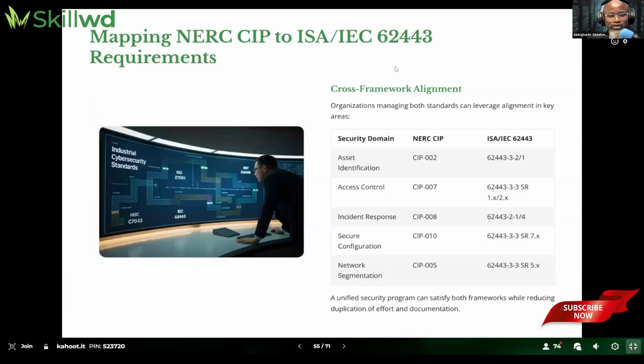This is mapping your NEXT SIP to ISA 62443. You can see here, we just did a simple mapping. Asset identification, SIP 002 maps to 62443-3-2-1. So NEXT SIP still maps to ISA 62443. Remember, NEXT SIP is unique to utility. 62443 is more global. So really, I can make a case that you can spin off NEXT SIP from 62443, technically. So I just mapped it together to show you what that could look like.